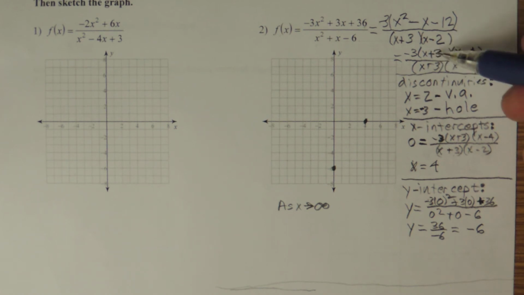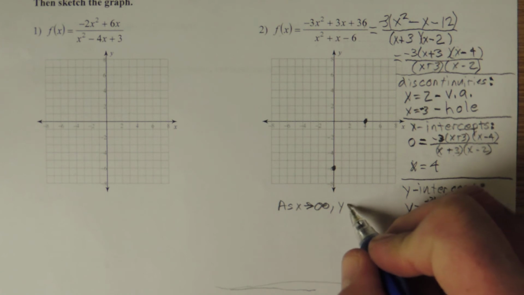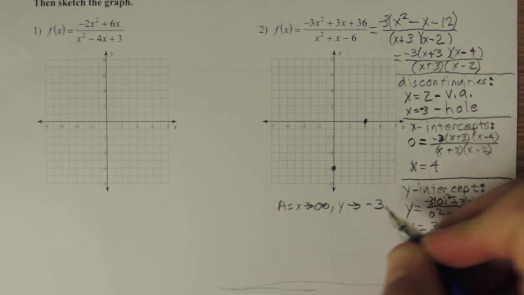If I put 1,000,000 plus 3 here, and I have 1,000,000 plus 3 here, they'll cancel. So I really don't need to worry about those. I have 1,000,000 minus 4 divided by 1,000,000 minus 2. That's 999,996 divided by 999,998. This number is slightly bigger than this number. If I divide these, it's going to be just a little bit less than 1. Very close to 1. I'm going to get negative 3. As x keeps getting bigger and bigger, this is going to get closer and closer to 1. My y is going to approach negative 3.